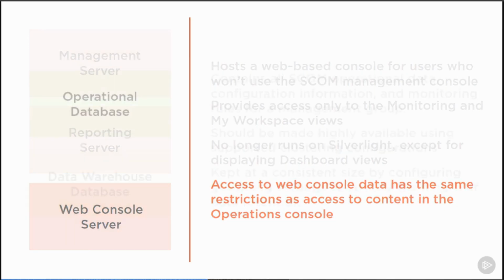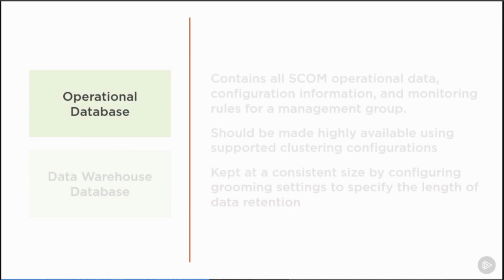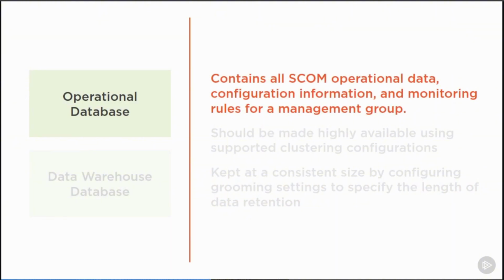These three servers then attach to our two databases, the first of which is the operational database, which contains all the operational data. Most of this is the configuration information, the monitoring rules, and all the things that you're setting up to be monitored for your management group. We will talk about monitors and rules and how all those are represented inside of the console in the next course. But recognize that that information is stored inside of the operational database.